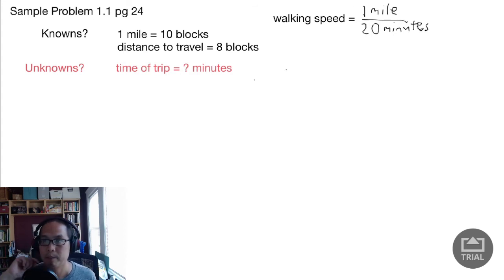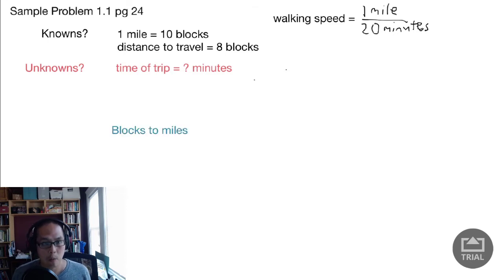Whenever you see a line like that, numerator and denominator, it's going to be 1 mile per 20 minutes. Now, I'll show you in this problem and the next problem why I want you to write them as fractions like that. Our unknown is how long is the trip? So time of trip is, question mark, number of minutes.